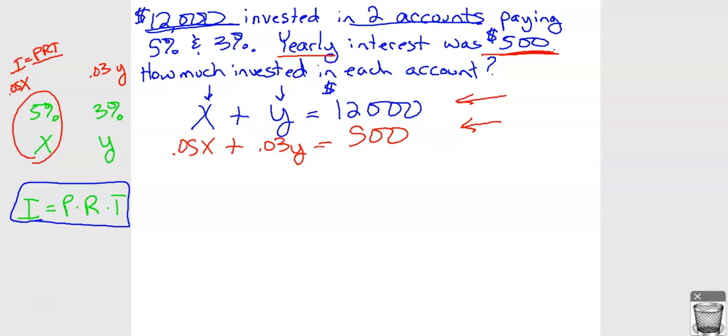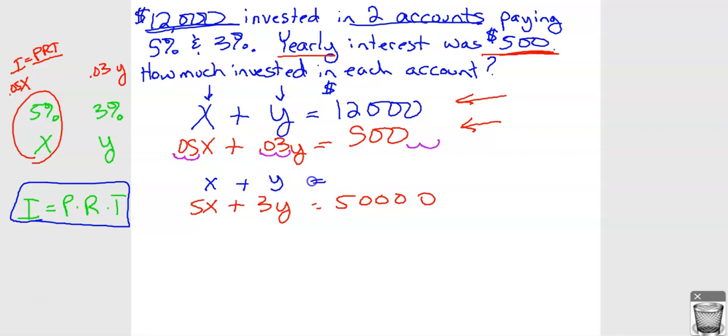And again, you could solve this by elimination, substitution, or graphing, however you prefer. I'm just going to use substitution, and it's totally up to you how you want to do this. You can keep it as decimals, or just get rid of the decimals. What I typically like doing is moving the decimals over 2 places. So this red equation actually becomes 5x plus 3y equals 50,000. And I still have my blue equation, x plus y equals 12,000.